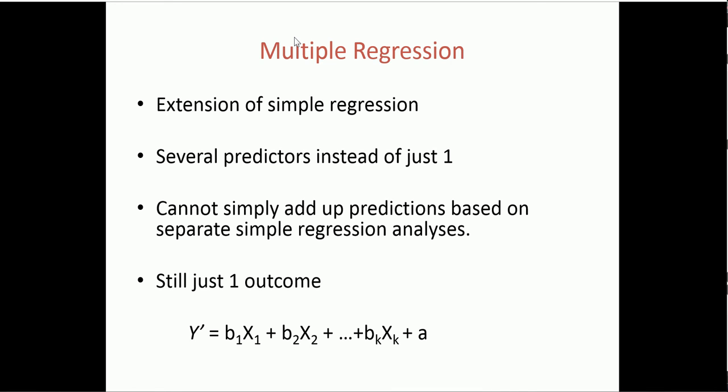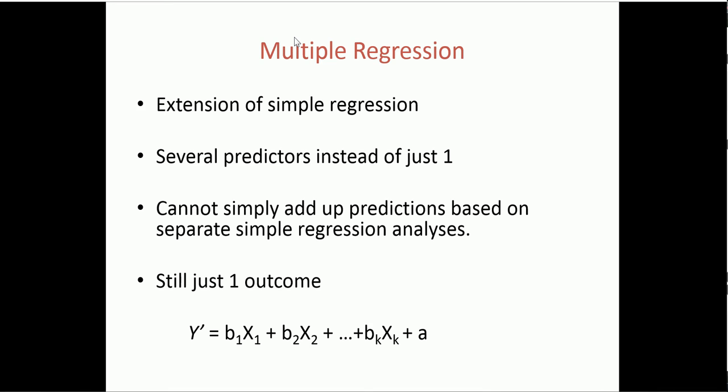We can't simply add up predictors. You might think, well, we could just run a simple regression analysis for however many predictors we have. Unfortunately, we can't do that because, like we said, there will be some overlap in terms of prediction of the outcome, and we usually want to partial out, to statistically control for, that overlap.